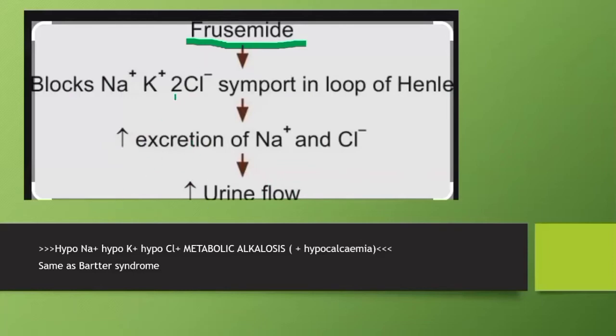Now, what will be the biochemical picture, since it is going to block the sodium, potassium, and chloride channel? So there will be hyponatremia, there will be hypokalemia because it will block the potassium as well, hypochloremia. Along with this, there will be metabolic alkalosis. Prolonged use of furosemide also causes one syndrome, we know.